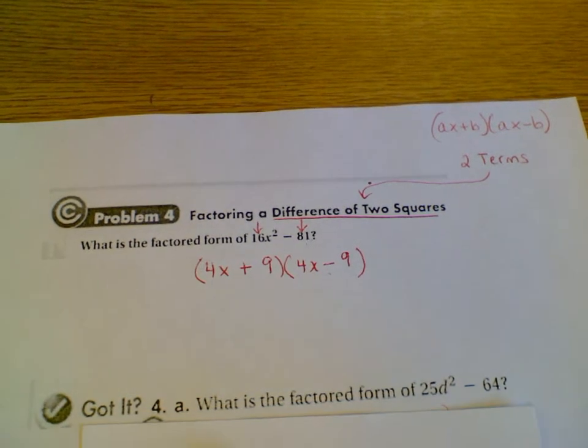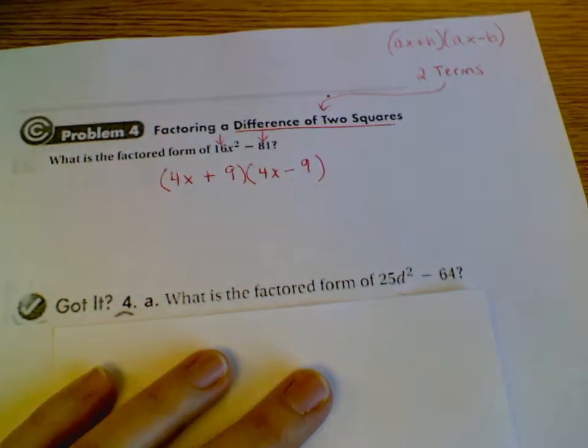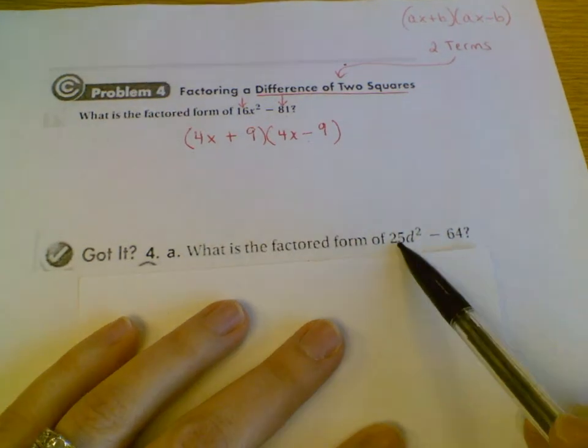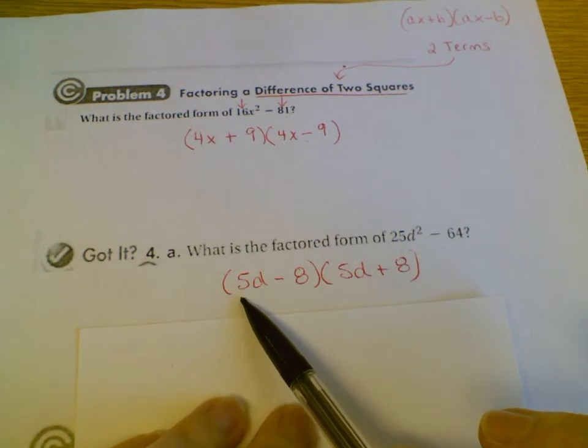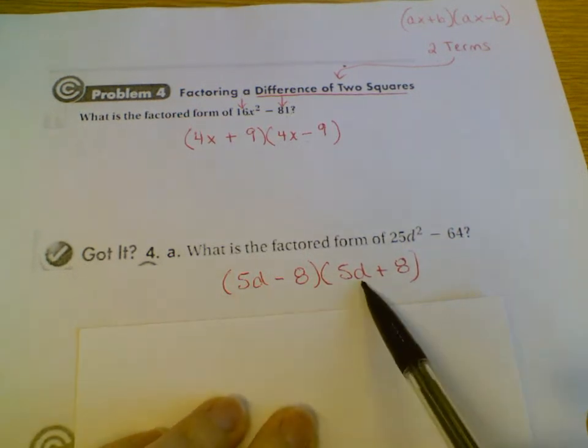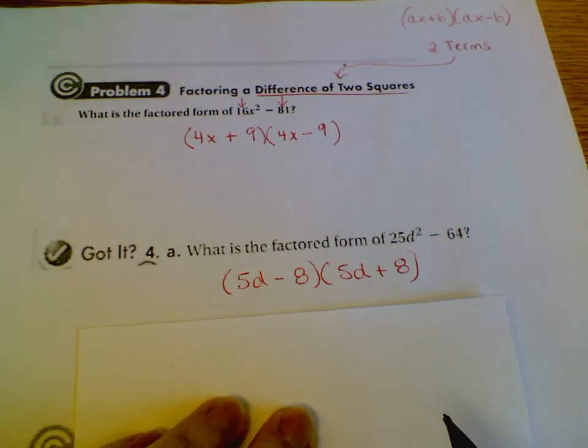So in the got it question, notice that you have two terms again, and 25 is a square, 64 is a square. So you should be doing the square roots of them and getting 5d at the front, 8 in the back, and then putting in a positive and a negative in between them.